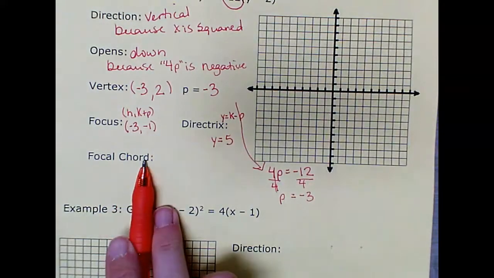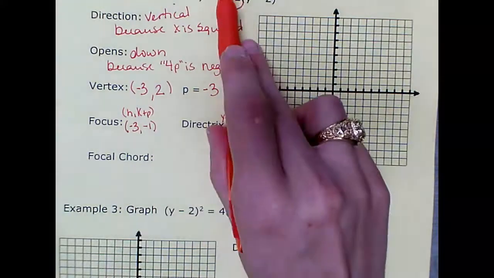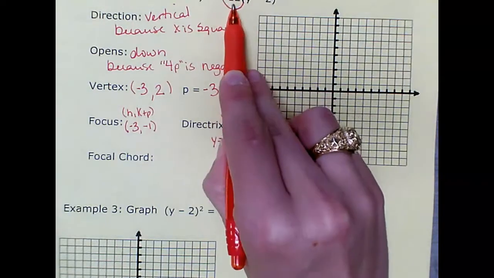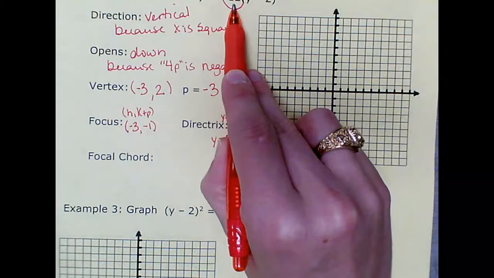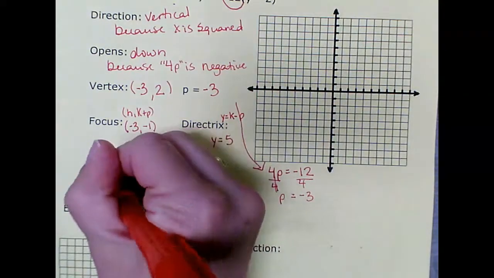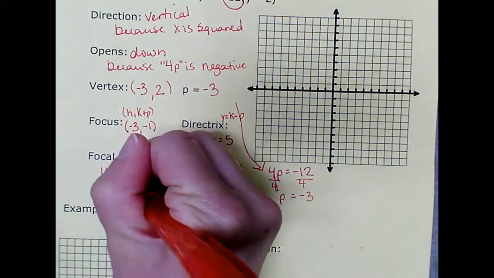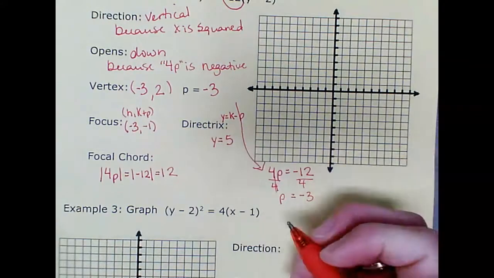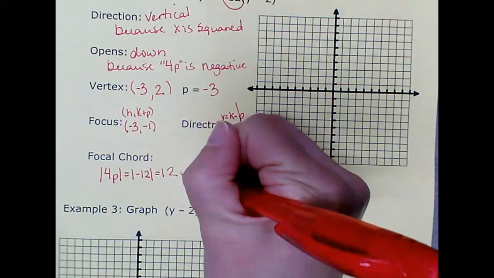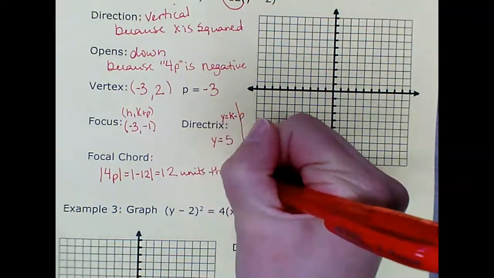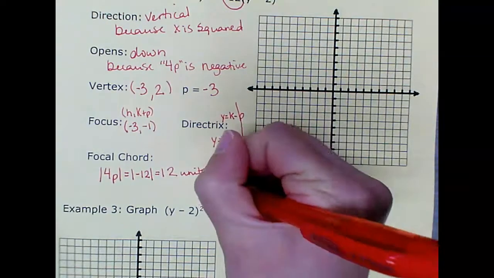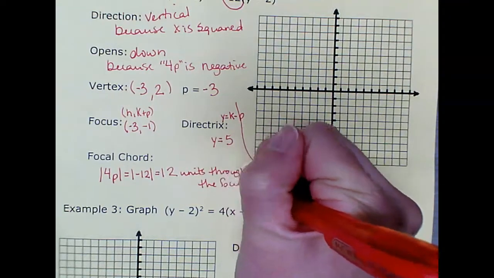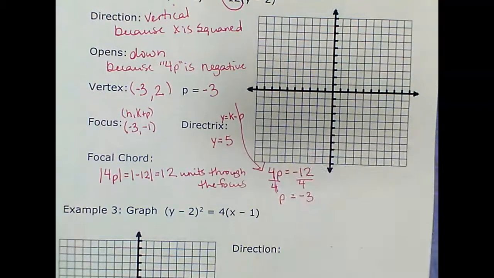And my focal chord is the distance of 4p. And if it's a distance, I take the absolute value of 4p. So the absolute value of −12 is a distance of 12. So 12 units through the focus. 6 on the right side, 6 on the left side.